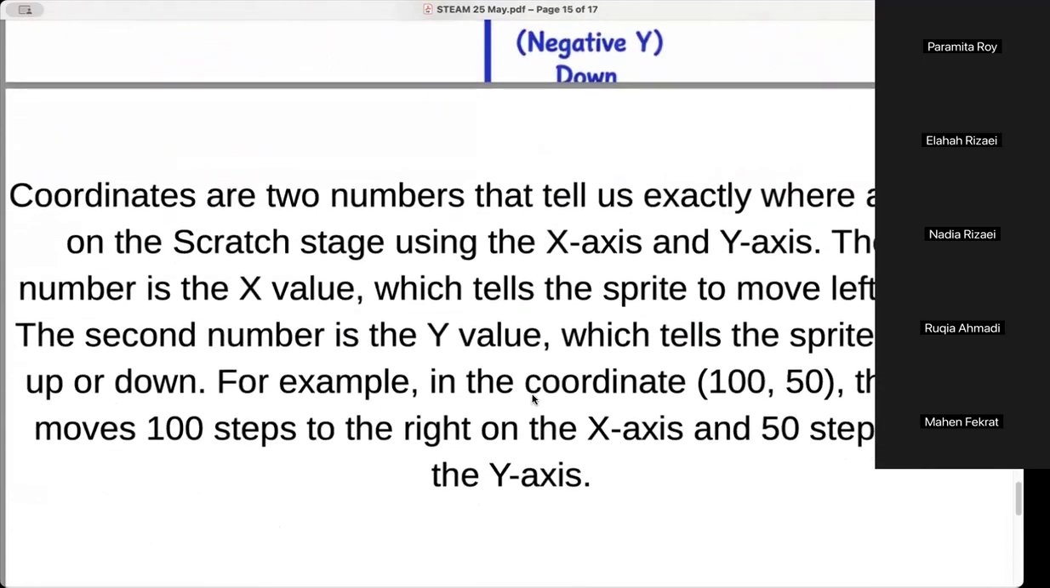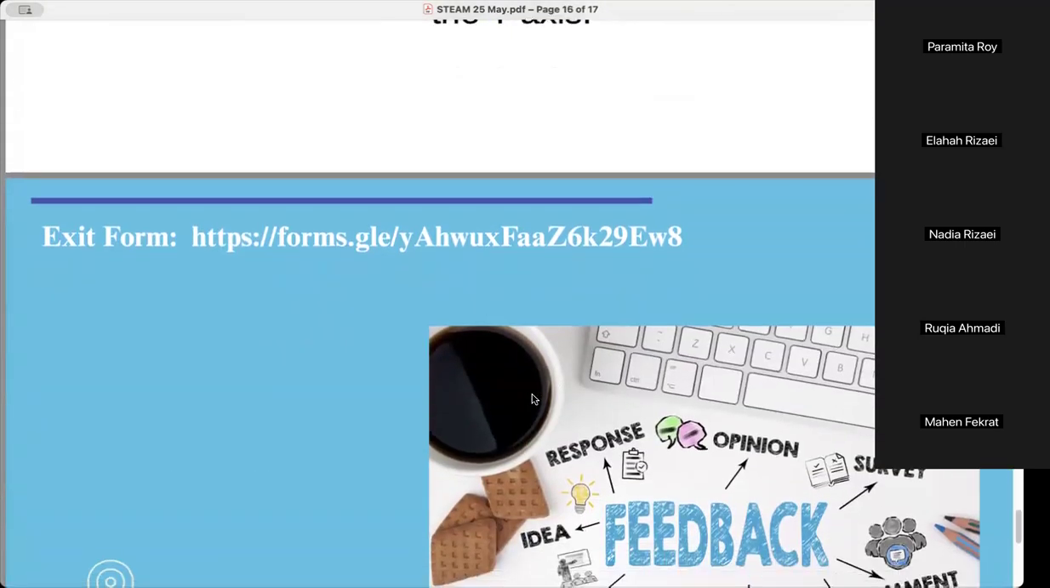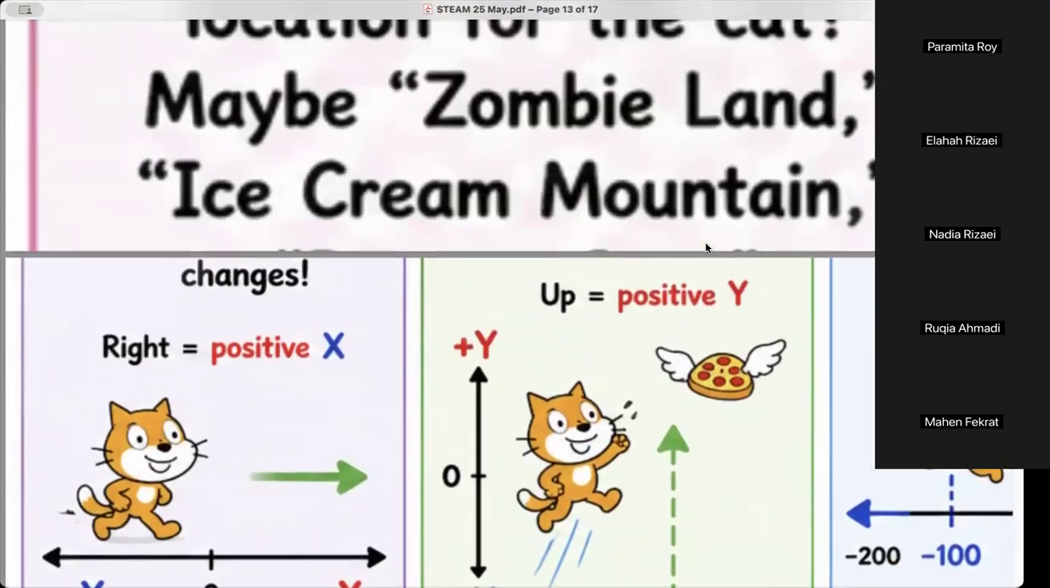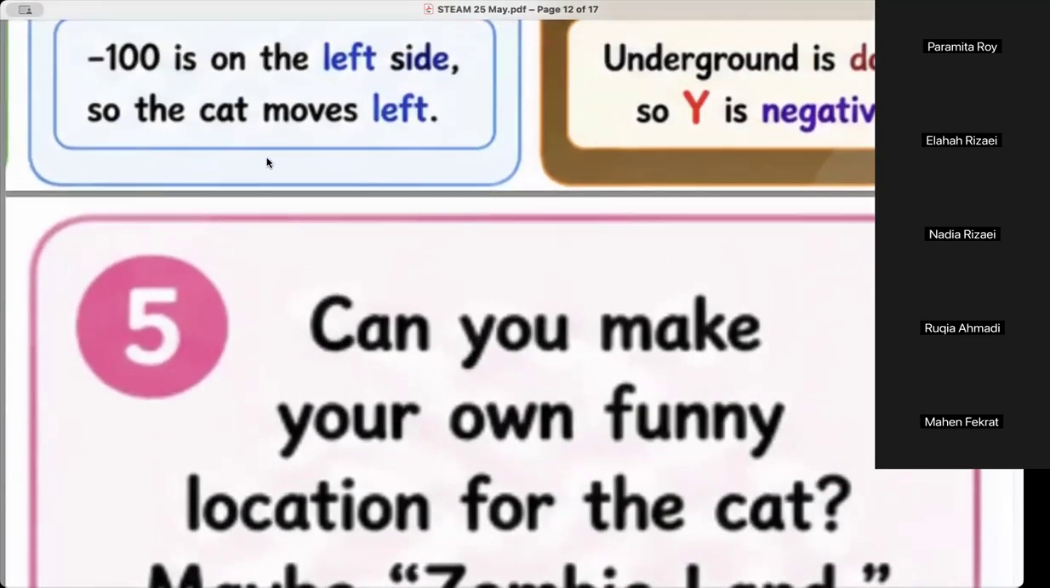But girls, it is impossible to master everything in just 1 hour of lesson. When you practice, like here it says that you have to make a funny location for the cat. Then when you practice it on the whiteboard, you are going to be an expert. Yes, I'm giving you the exit form. You will become an expert on the position on Scratch.